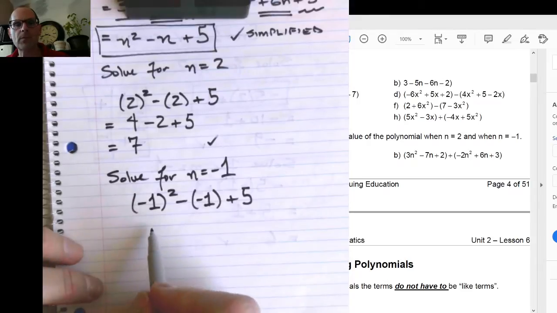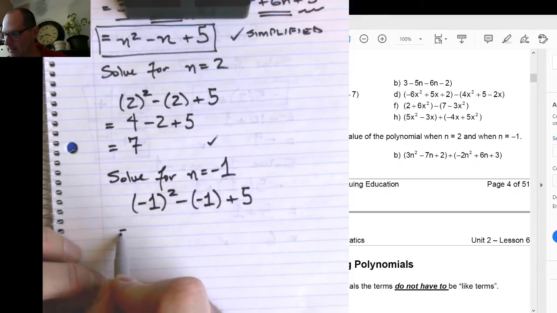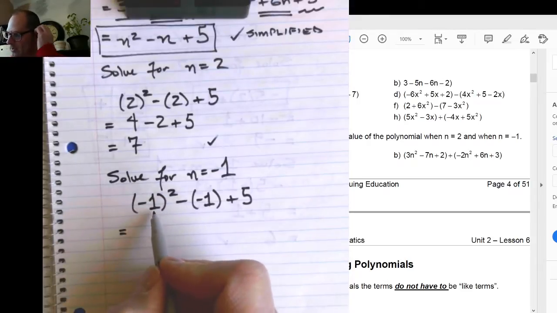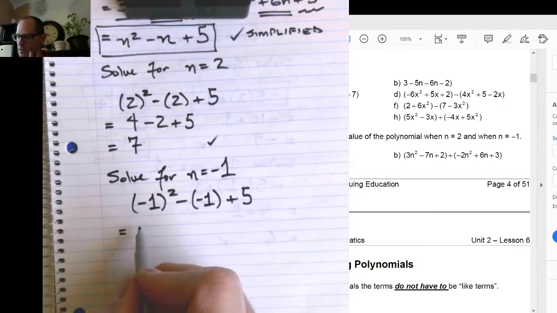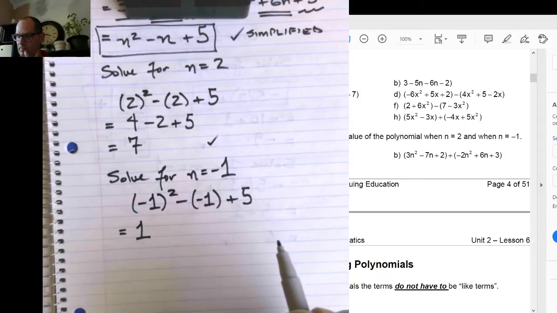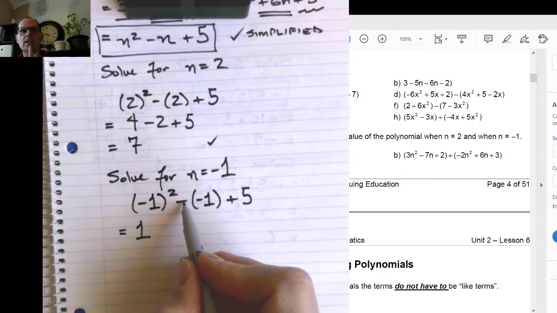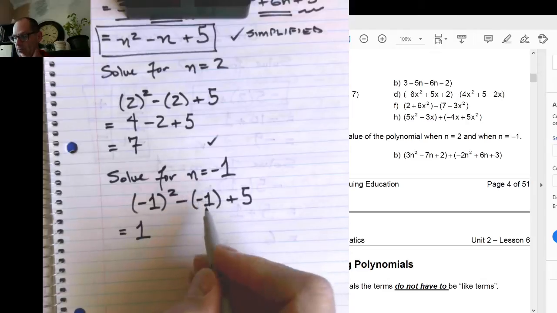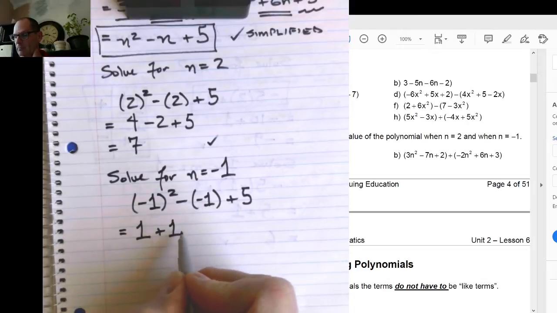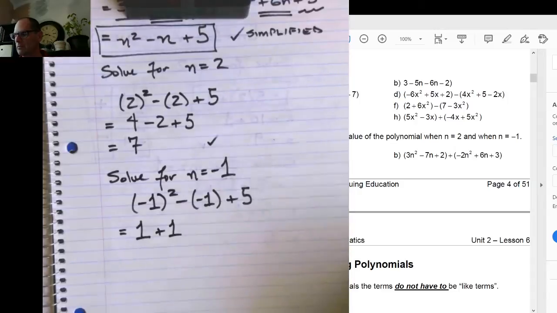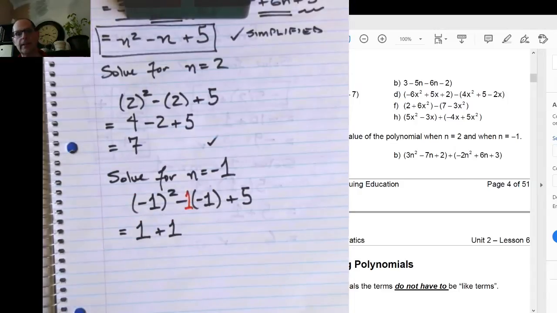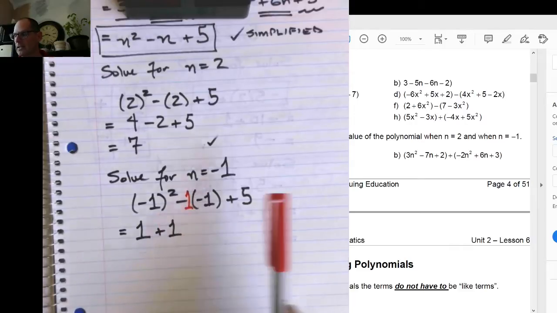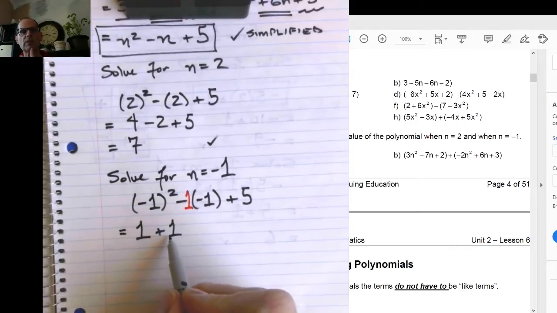Okay, let's start doing the math. Negative 1 squared is like negative 1 times negative 1. A negative times a negative is positive, so that becomes positive 1. This negative is like a negative 1 again, negative 1 times negative 1. This next term becomes positive 1, because again, there is a negative out in front of a bracket. That looks like negative 1, so negative 1 times negative 1 becomes positive 1.